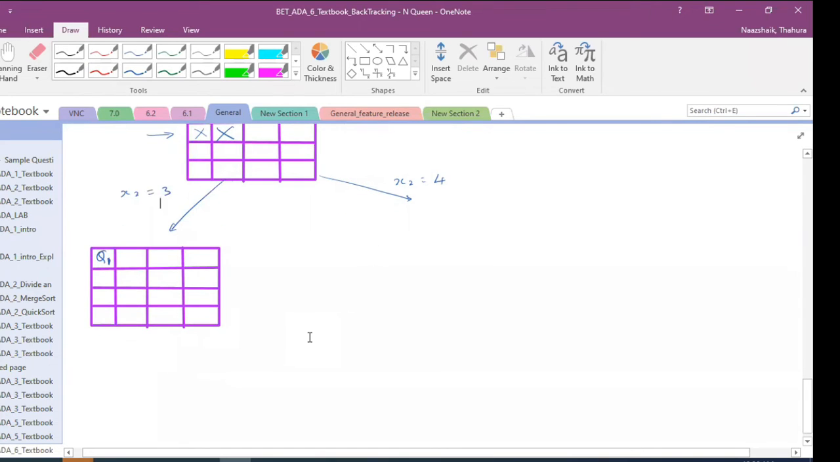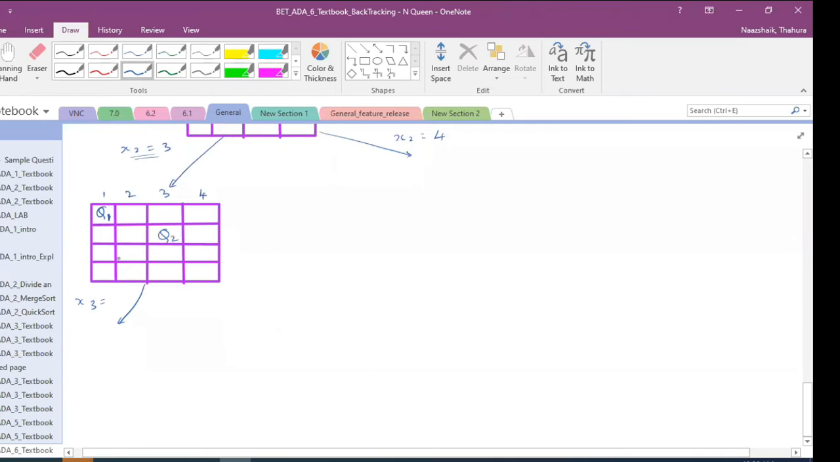So let's further explore. I'm going to place queen 2 here, right? So with this, what is the choice for queen 3, x3? How many choices do I have? Let's see. Can I place queen 3 here? Please tell me yes, no. No. So this is not a choice.